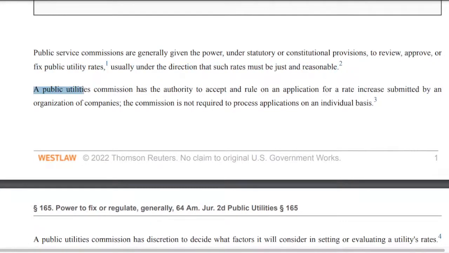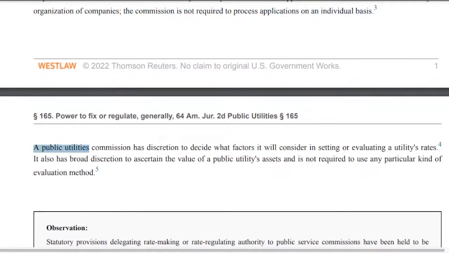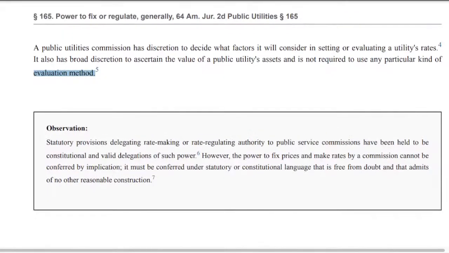A Public Utilities Commission has the authority to accept and rule on an application for a rate increase submitted by an organization of companies. The Commission is not required to process applications on an individual basis. Okay, so a Public Utilities Commission has discretion to decide what factors it will consider in setting or evaluating a utility's rate. It also has broad discretion to ascertain the value of a public utility's assets and is not required to use any particular kind of evaluation method. So, all right, let's get the observation here.